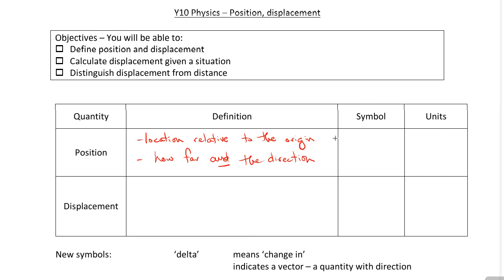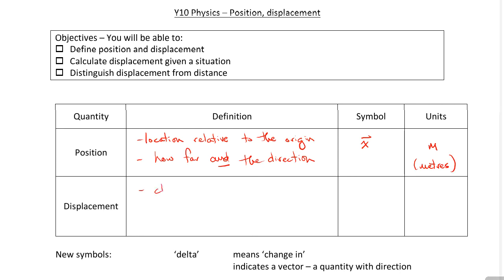Now, position gets different symbols depending on which textbooks you look at. We're going to use the symbol X, and we're going to put a little half arrow, or you could use a full arrow if you want, on top of that, and we'll see in a moment what that means. Other textbooks or other places you look might use D, they might use R. Position gets different symbols, but we'll use X like this. And because we're measuring how far something is, we're going to use the SI units of meters. So position is the location of something relative to the origin. That's the symbol, and we measure it in meters.